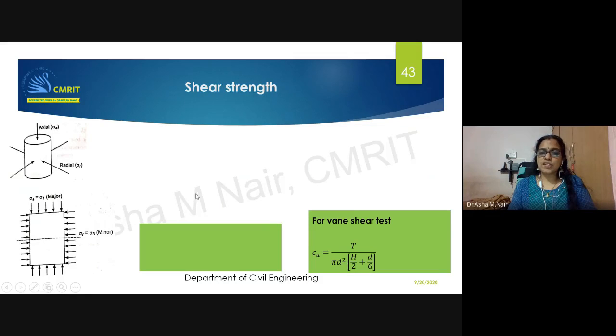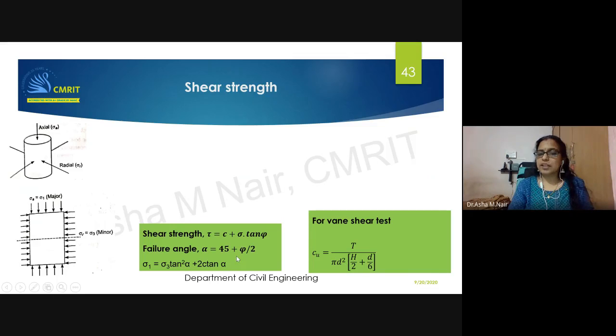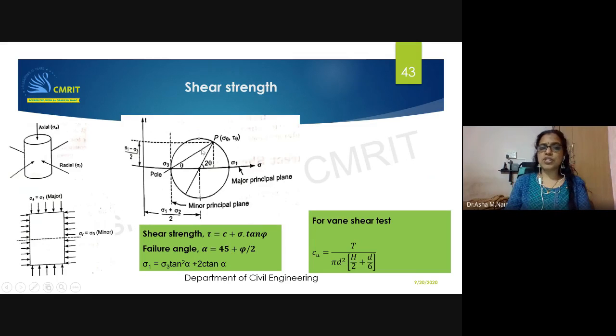And then coming to the shear strength, in the vane shear test, we shear the sample within a cylinder, and the undrained shear strength is given by T divided by pi d square into H by 2 plus D by 6. Shear strength is given by tau is equal to c plus sigma tan phi. Failure angle alpha is equal to 45 plus phi by 2, and this is a principal stress equation.